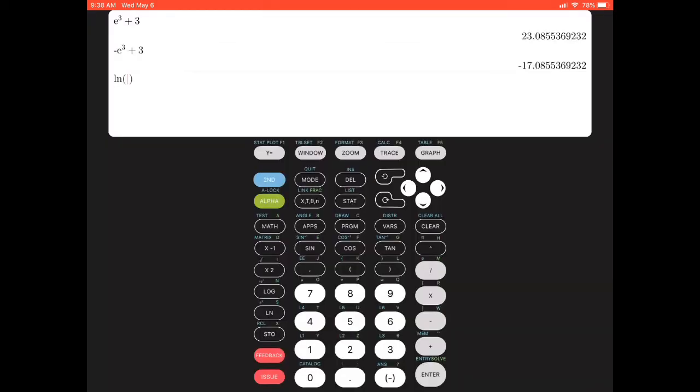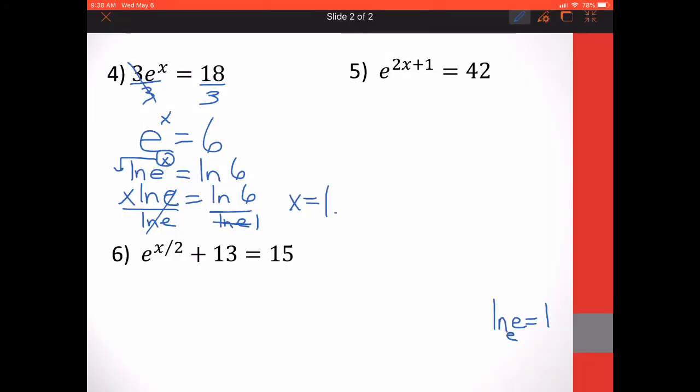So natural log 6, and my calculator automatically put parentheses. You might have to end a parenthesis and hit enter. And I got 1.79. I did not have to divide by natural log of e because that's 1. You can though, and you'll still get the same answer. So 1.79 is our answer. And you can, again, plug it back in and make sure it works. All right, let's try example 5.